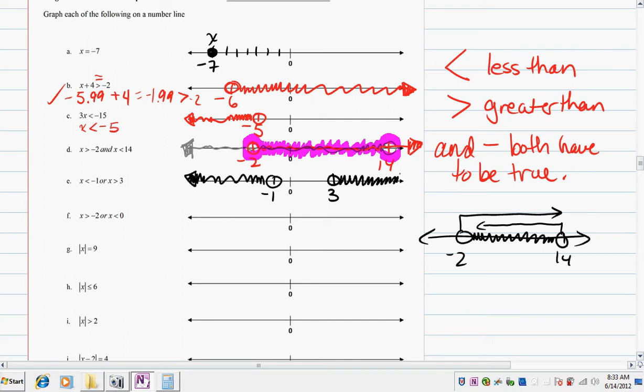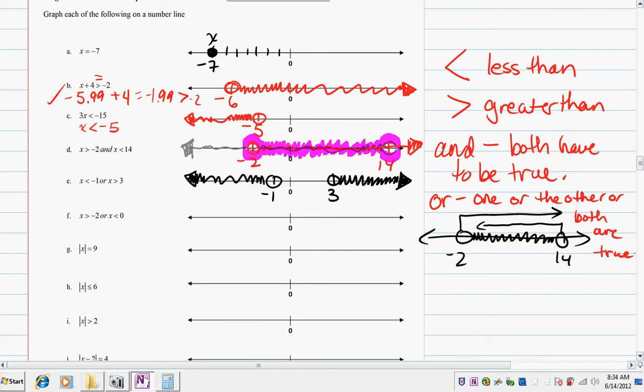Now these don't cross at all. So you might say, well, there's no place where they intersect. But this problem has or, and or means where one or the other or both are true, meaning anywhere that anything is true. So this is the solution. The solution is when it's less than -1 or it's bigger than 3.